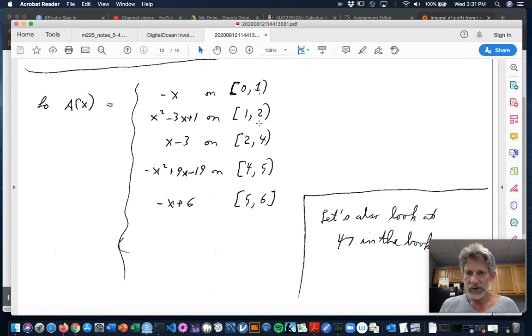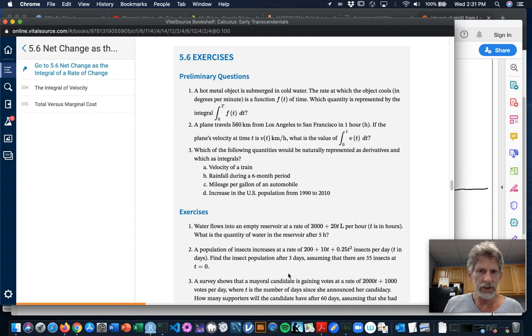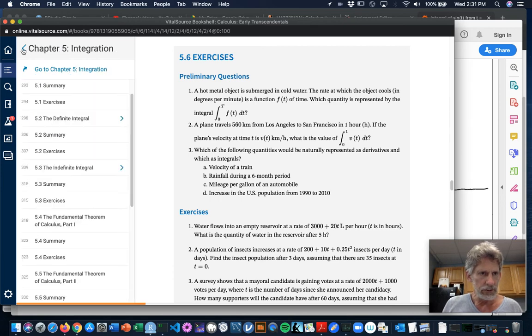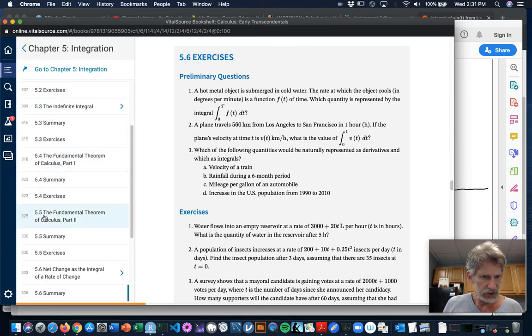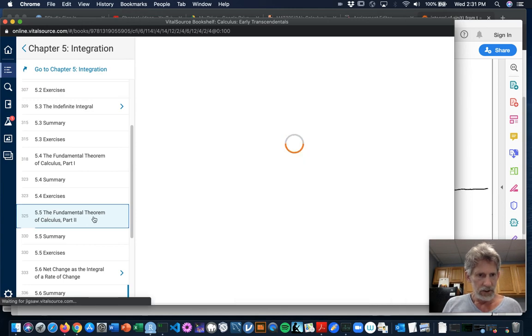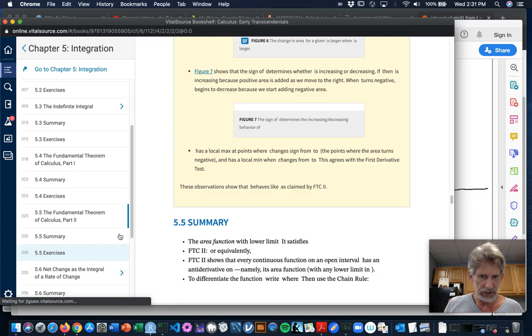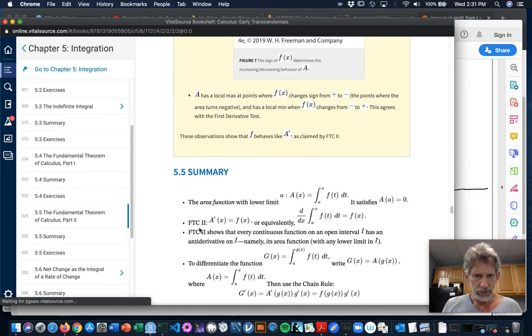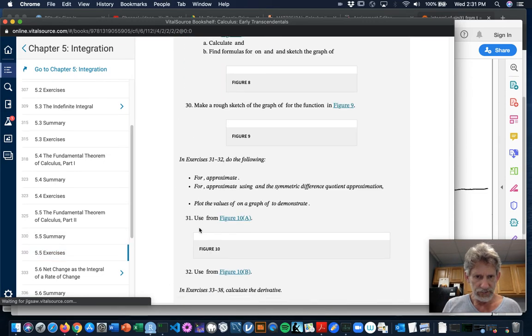Let's try one more exercise. It's number 47 in the book. There's a picture there I'd like to look at. So let me see if I can find the book. Here it is. And I need to go to this section. Alrighty. And actually, I want to go to the exercises and look for number 47.